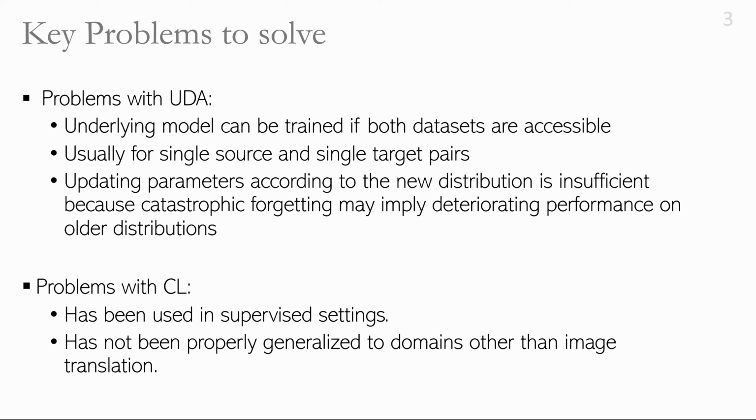So, what are some key problems to solve? Problems with UDA. The underlying model can be trained if both datasets are accessible. Usually, UDA is for single source and single target pairs. Clearly, this defeats the purpose of a lifelong domain adaptation problem. Updating parameters according to the new distribution is insufficient because even though we may get good results on that new distribution, catastrophic forgetting may imply that we get a deteriorating performance on the older distributions.